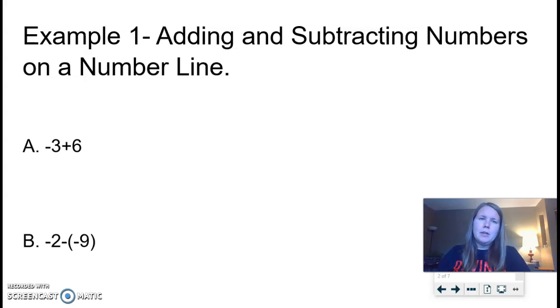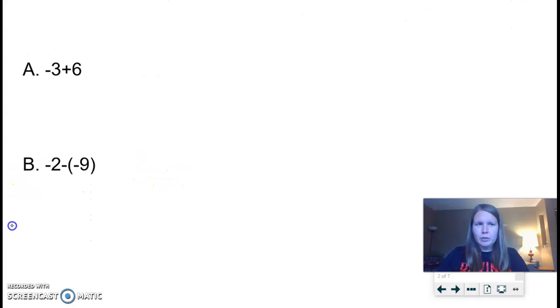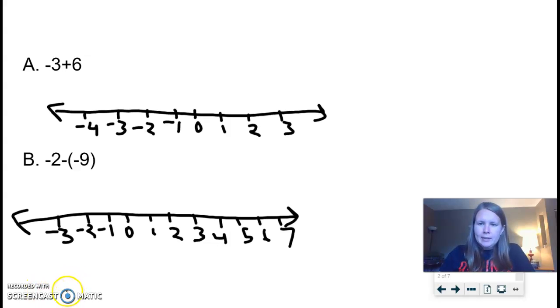So our first example is to add and subtract numbers on a number line. We're going to use a number line for each one of these problems to help aid us in solving the problem. The first part is setting up a number line. Before, I'd already taken the liberty to make a number line for each one, just so it's a little easier so I can explain. So let's go ahead and take a look at A.